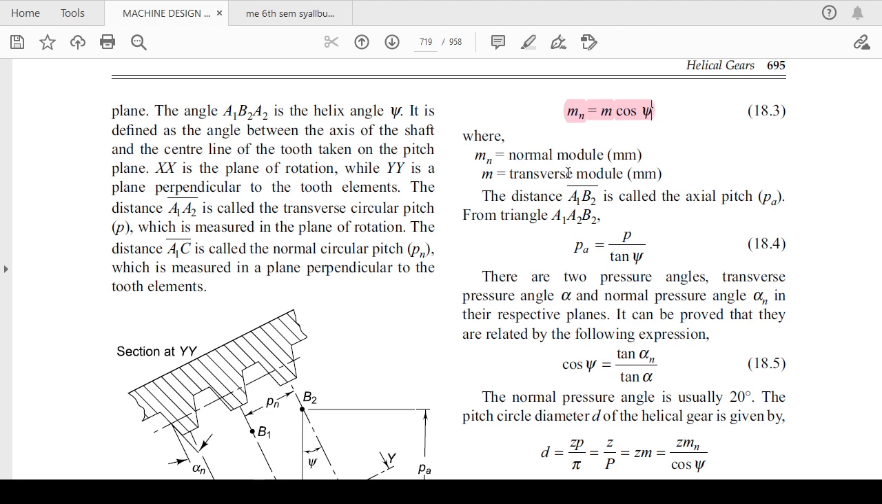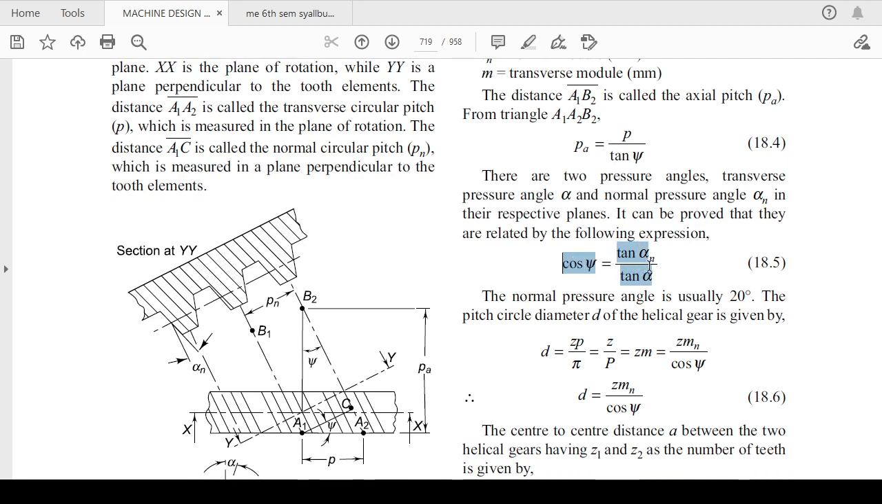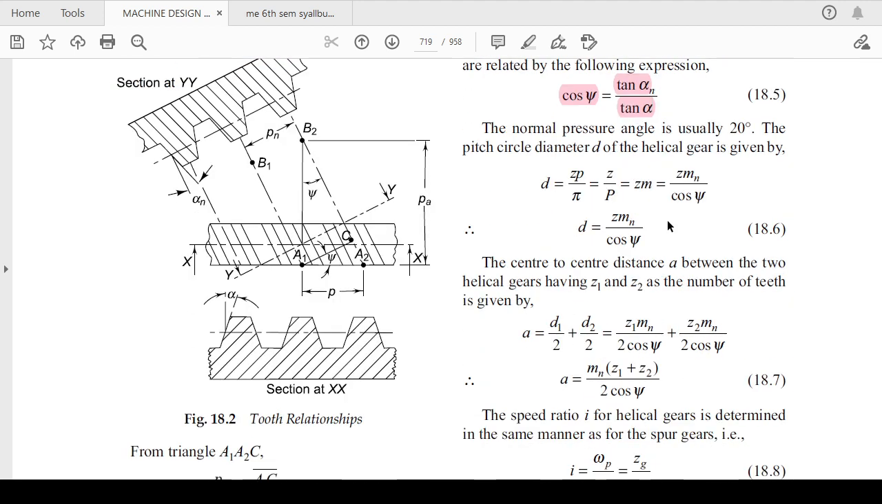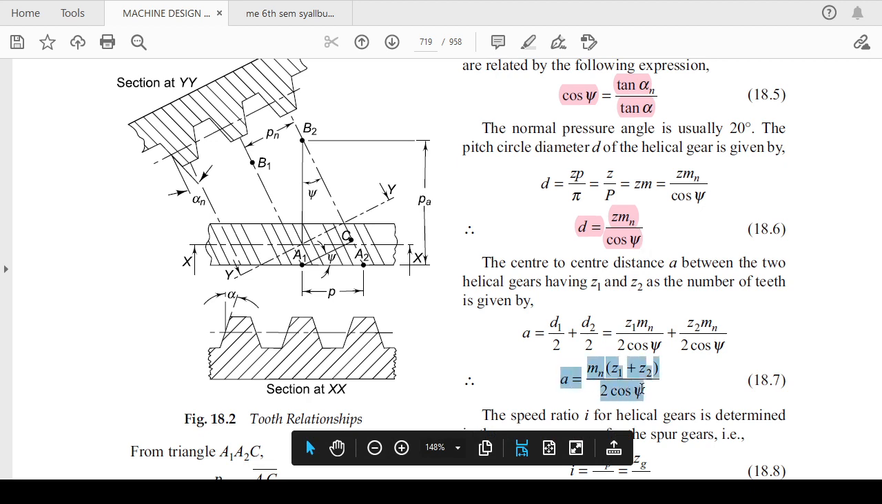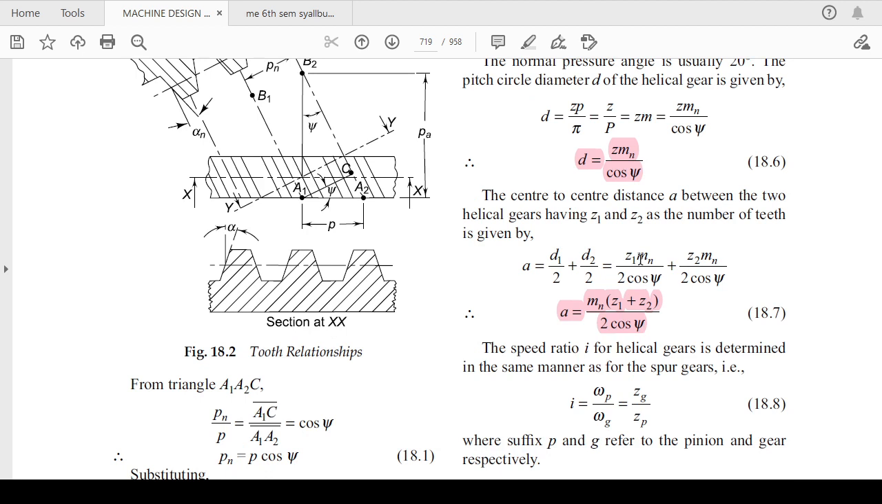Whatever is given in the numerical, according to that you can calculate. Similarly, cos psi is equal to tan alpha n divided by tan alpha, where alpha n is your normal pressure angle and alpha is your transverse pressure angle. Similarly, you can calculate the pitch circle diameter of this helical gear, which will be equal to z mn divided by cos psi, and you can also calculate the center distance between the two gears, gear and pinion, where z1 and z2 are the number of teeth. You multiply with the normal module divided by cos psi, that will be one distance.